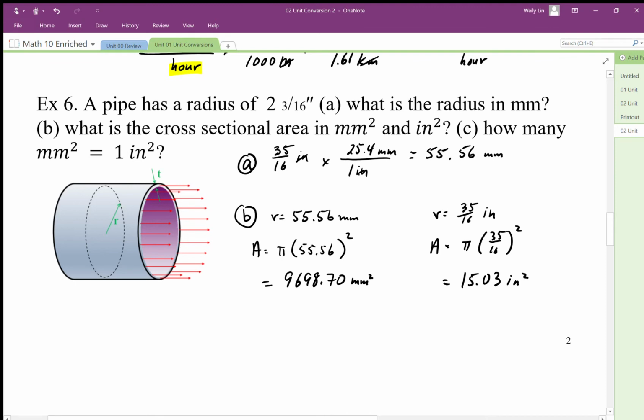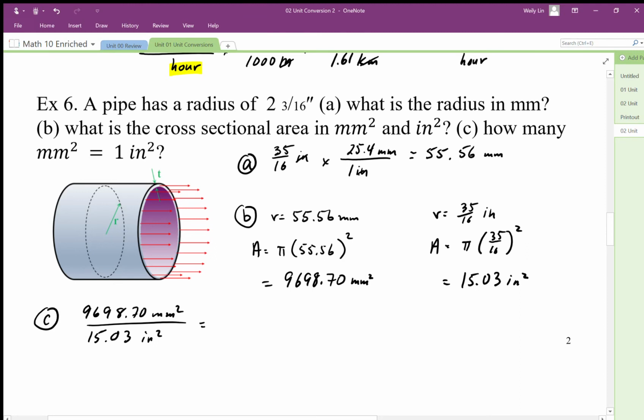Okay, so now if I want to figure out how many millimeters squared are in 1 inch squared, what I can do is just divide those two together. Okay, and that will give me the answer. So for part C, one way to do it is I can just take this many millimeters squared is equivalent to this many inches squared. These are equivalent proportions, and I find a unit rate. So I divide.